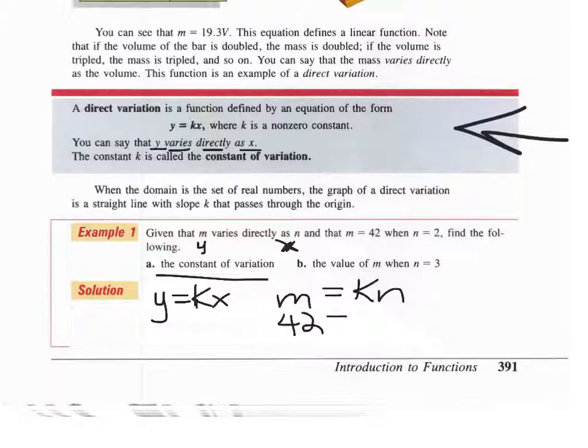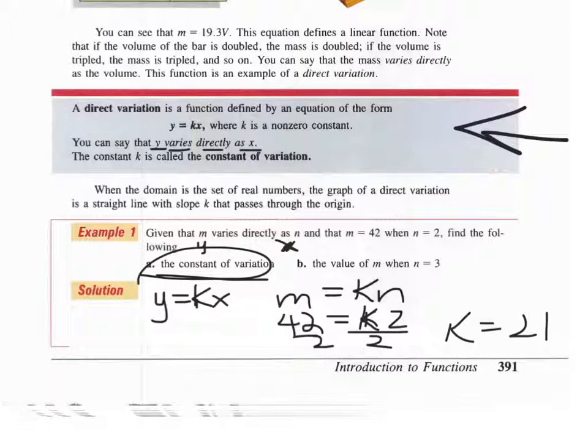So 42 is equal to k times 2. In order to solve for k, you're going to divide both sides by 2. And k is equal to 21. All right, so our constant for part A is going to be 21.